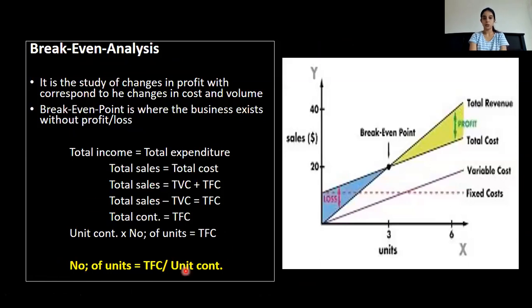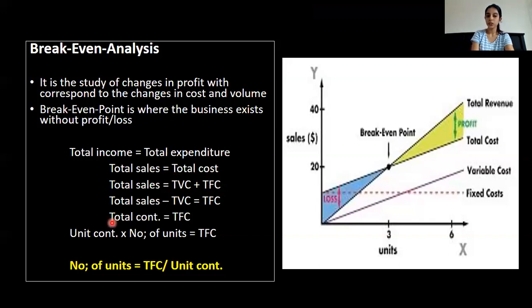And the next one, break-even analysis. It is the study of changes in profit which correspond to the changes in cost and volume. Break-even point is the situation where the business exists without a profit or a loss. So it is a no profit, no loss situation where the total costs of the business will be equal to the total revenue. Total income equals total expenditure. So total sales equals total cost. Total cost we can break down into two as total variable costs and total fixed costs.